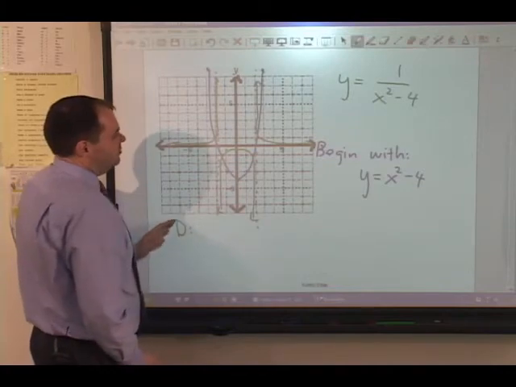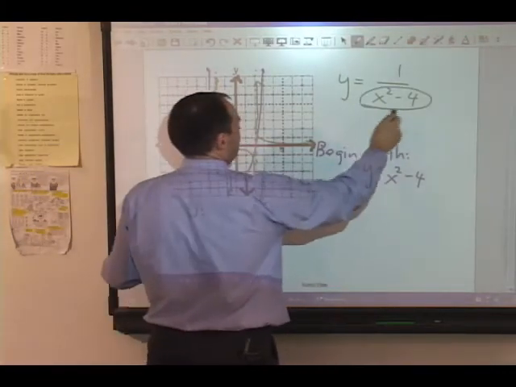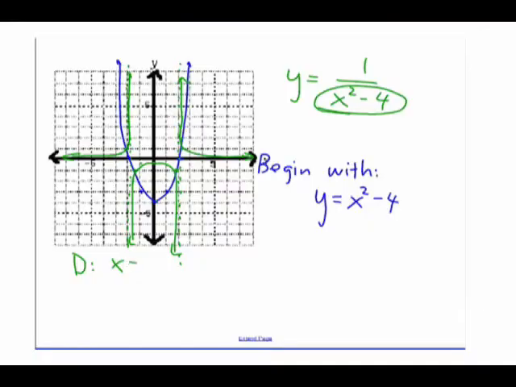The domain. The domain of this function we can get by looking at our restricted values. X cannot be 2 or negative 2. And what goes on at those 2 points, at the undefined points, we have a vertical asymptote happening. So the equations are x equals 2, x equals negative 2.